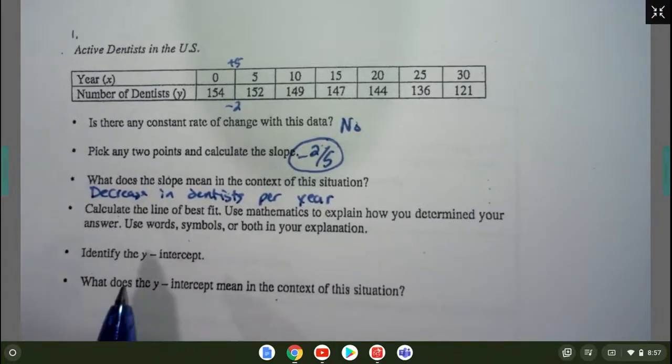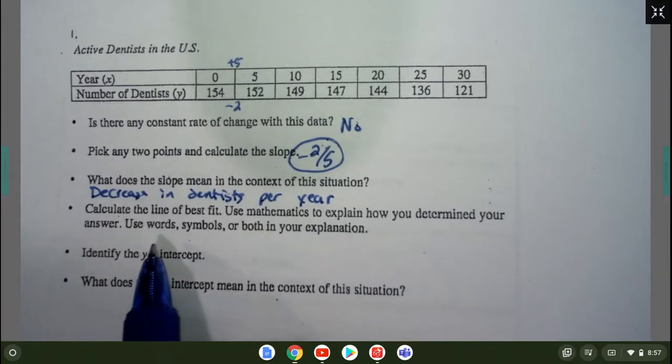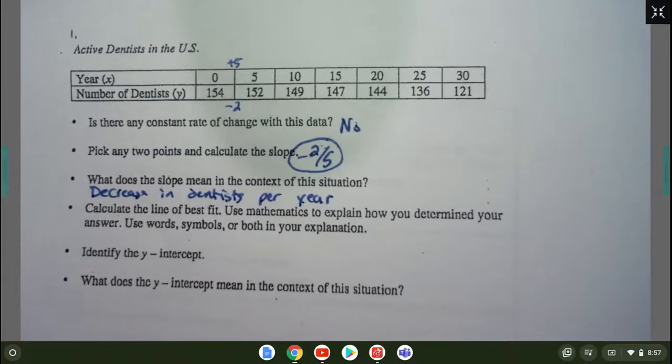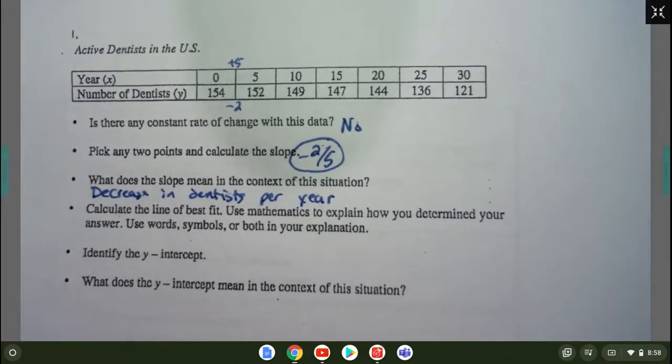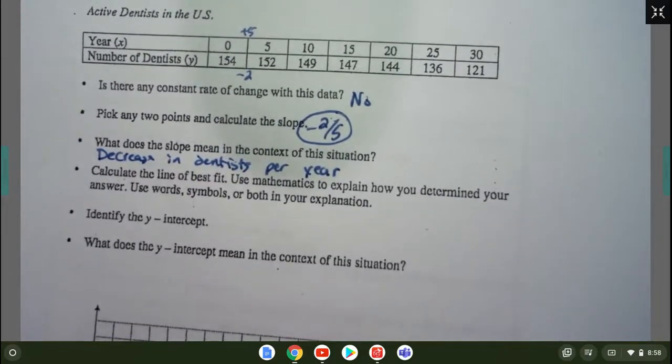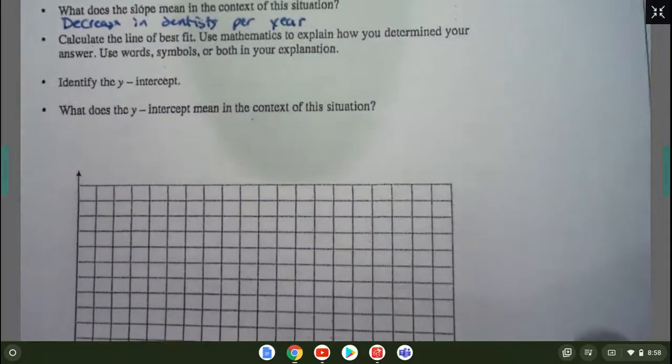It says calculate the line of best fit. Use mathematics to explain how you determined your answer. Use words, symbols, or both in your explanation. Well, let's get after it. How many lines do we have here? 1, 2, 3, 4, 5, 6, 7, 8, 9, 10, 11, 12, 13, 14, 15, 16, 17, 18, 19, 20 lines. And we got to get up to 30 years. That's not very nice. I guess we can count by 2s. Really just 5s makes sense though, since we're going by 5s there. So let's just do 0, 5, 10, 15, 20, 25, 30. It's kind of a silly looking graph. We're not going to use very much of it.